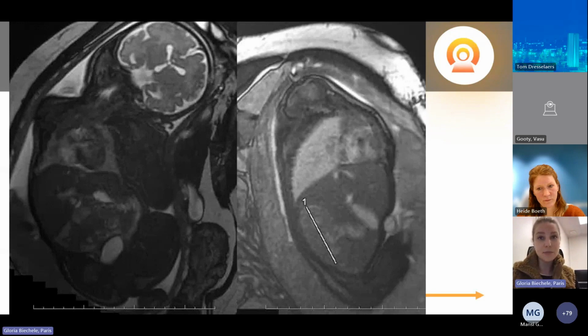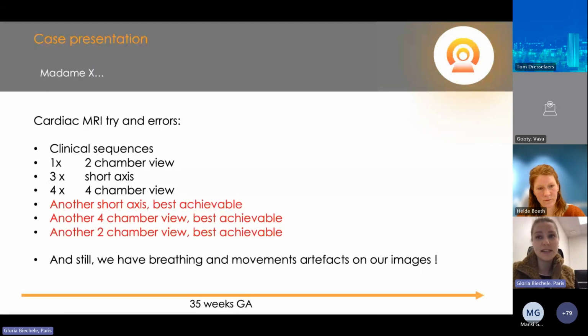After performing the clinical MRI sequences, we had a first attempt for a 2-chamber view. After that, 3 attempts for a short axis and 4 attempts for a 4-chamber view, which unfortunately all had major artifacts. So we went into a second round and then got some acceptable sequences of a 2- and 4-chamber view and a short axis, which I would like to present now. And still, the images are far away from perfect. So this is not our best case, but I think a very interesting one.